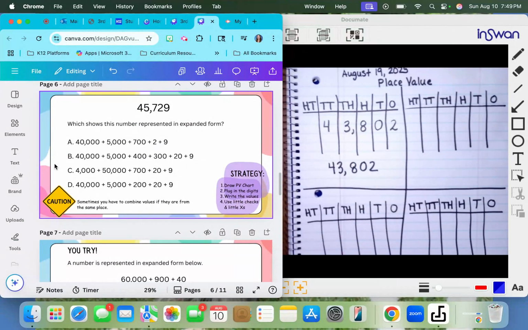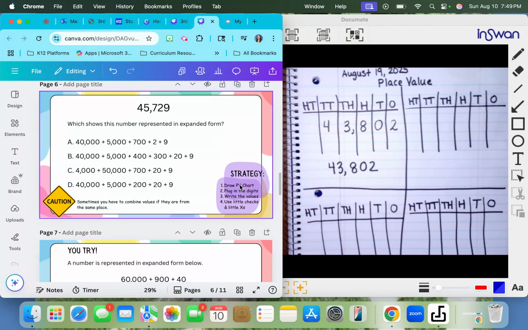What about this type of expanded form question? 45,729. Which shows this number represented in expanded form? So this time we're doing the opposite. This time they gave us the number and we're having to decompose it, break it apart based on its value to represent it in expanded form.